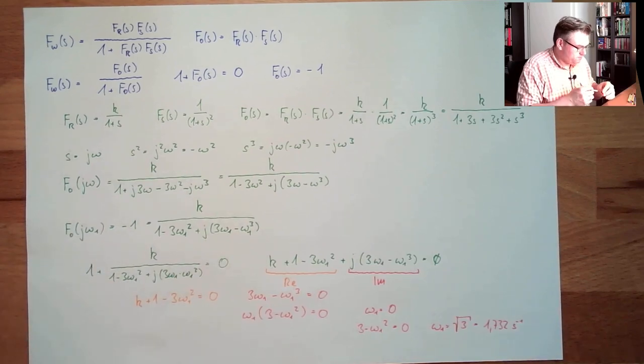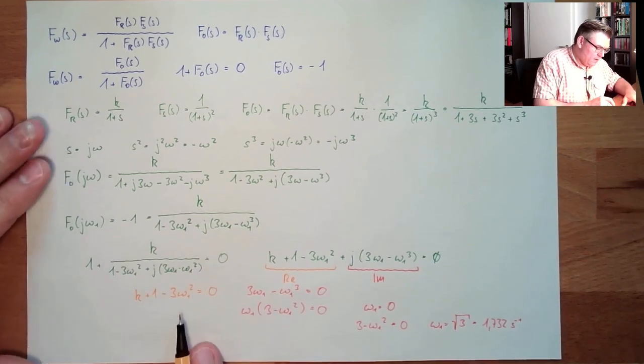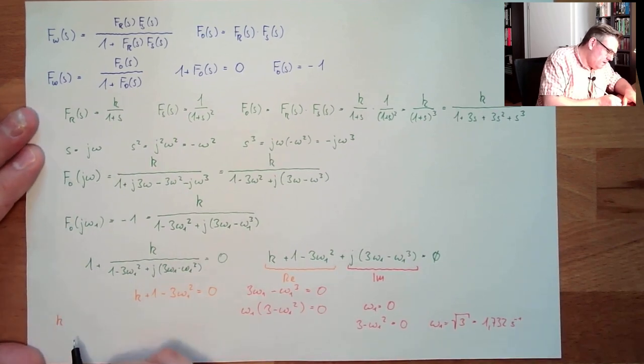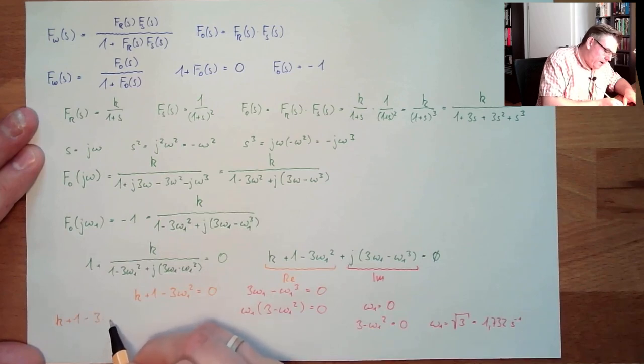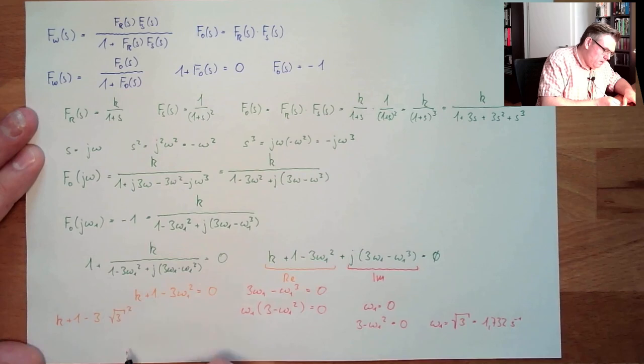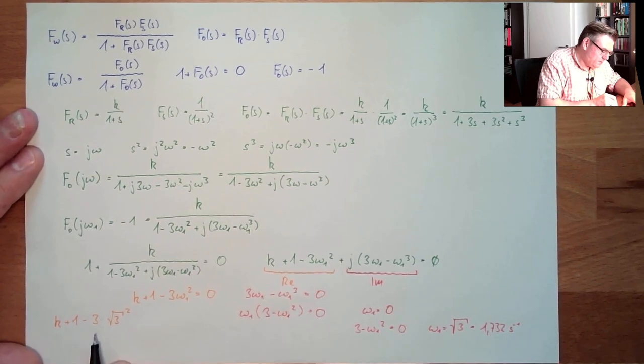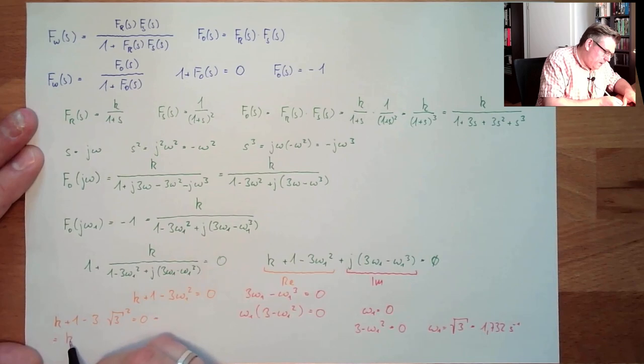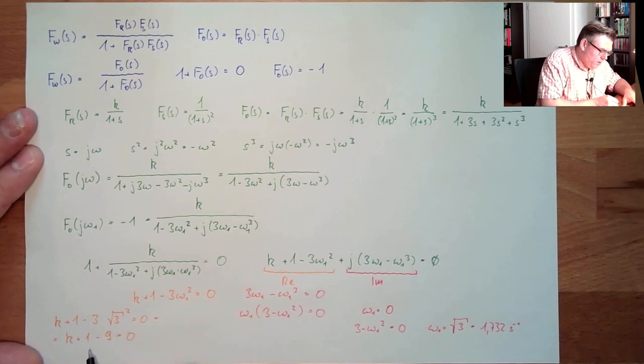Now let's have a look at the real part. Here I put in the square root of 3, so there is k plus 1 minus 3 multiplied by the square root of 3 squared. So this is 3, and it's 3 multiplied by 3. So this is actually k plus 1 minus 9 is 0. So it turns out k equals 9 minus 1, k equals 8.